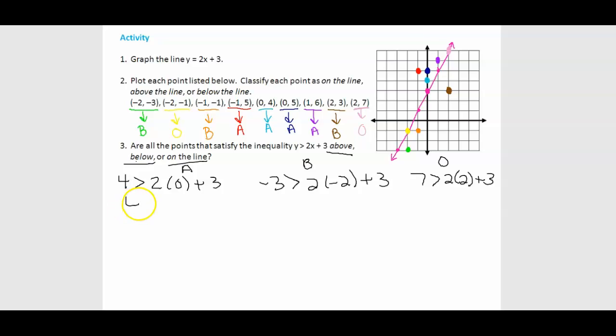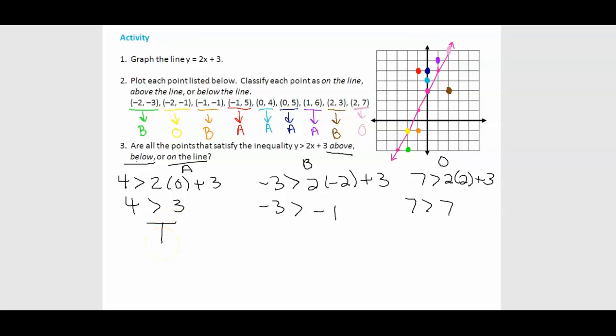So here we get 4 is greater than 3. Here you get -3 is greater, well, 2 times -2 is -4. -4 plus 3 is -1. And then here you get 7. 2 times 2 is 4. 4 plus 3 is 7. Is 4 greater than 3? Yeah. So this is true.